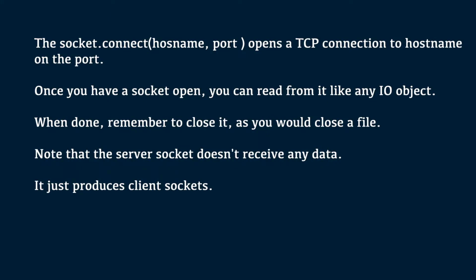Let us write a very simple client that connects to a given host and port, reads any available data from the socket and then exits. The socket.connect of host name comma port opens a TCP connection to host name on the port. Once you have a socket open, you can read from it like any IO object. When done, remember to close it as you would close a file.